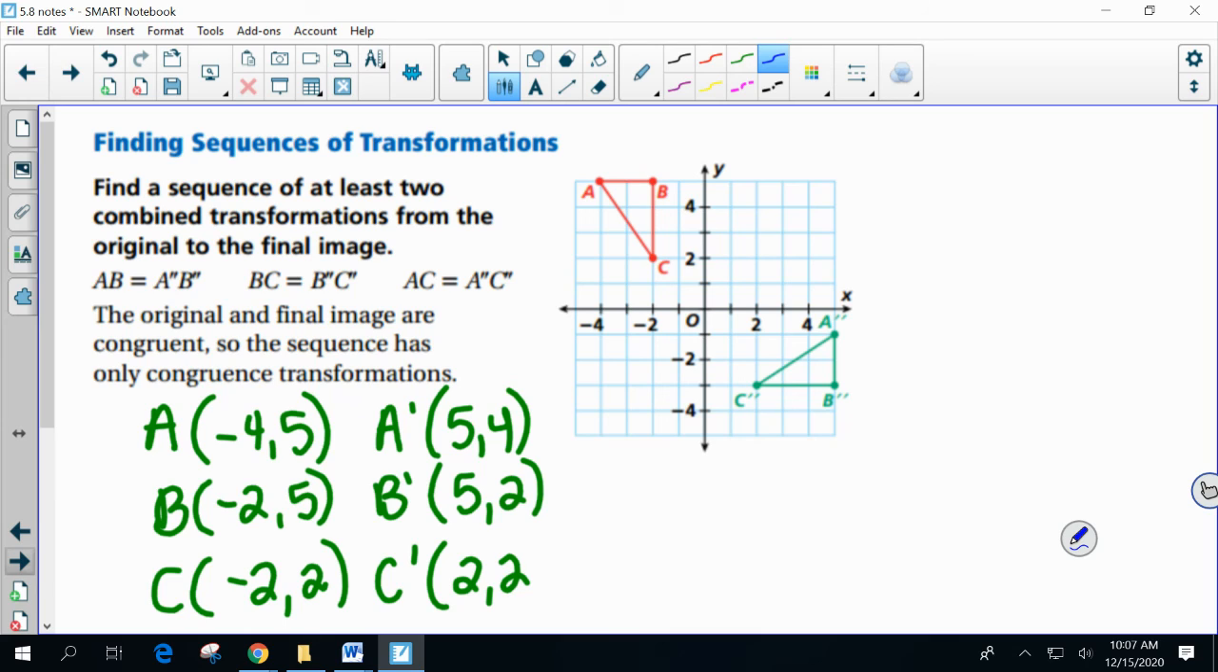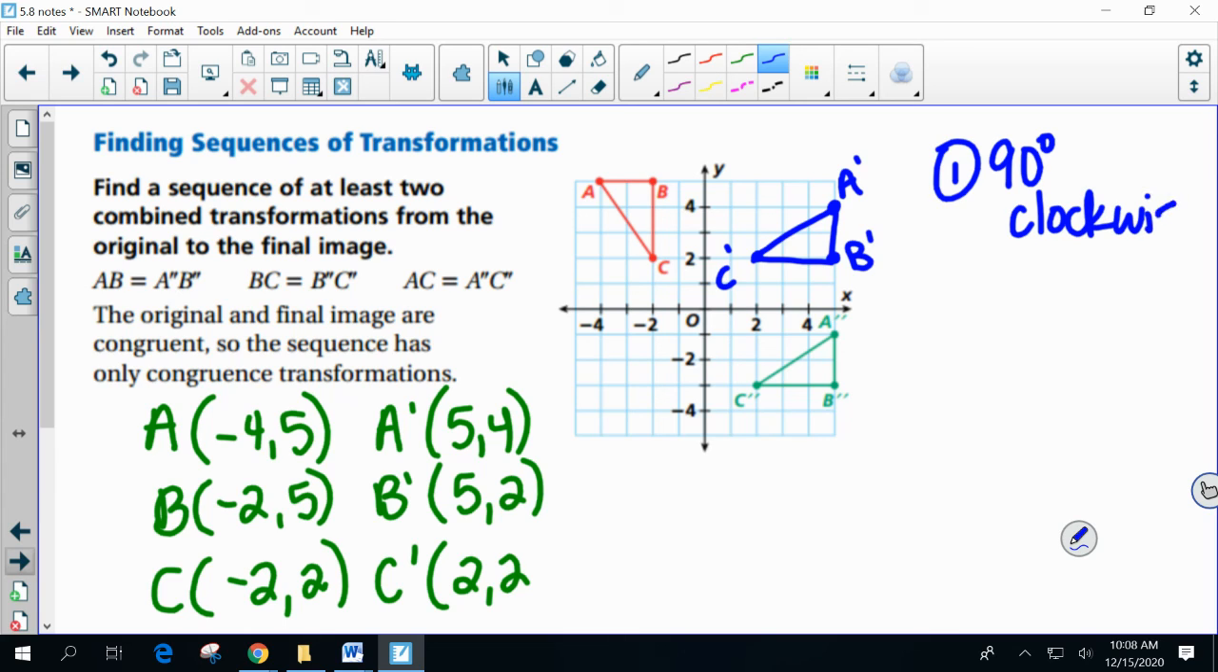Yeah, because the green triangle isn't positive numbers. No, we're trying to find what the middle one is. So this one was a 90-degree clockwise.